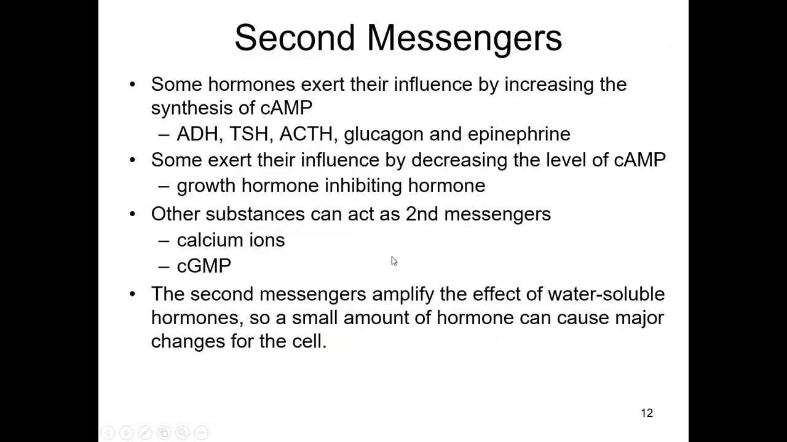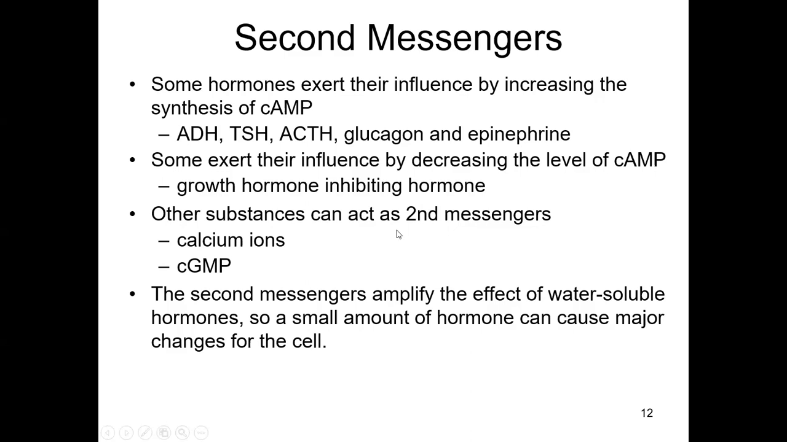The second messenger is typically cyclic AMP. Look at the list of hormones that use cyclic AMP as the second messenger. Sometimes calcium ions or cyclic GMP can also be used. And we'll see one inhibiting hormone. They will be decreasing the level of cyclic AMP. This inhibiting hormone will be coming from the hypothalamus. We'll have a wonderful segment about the hypothalamus.